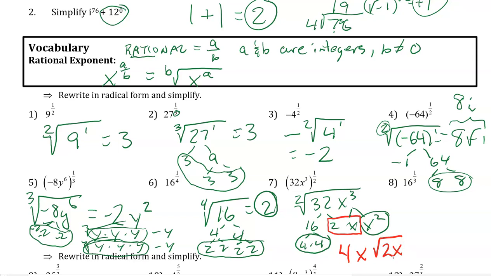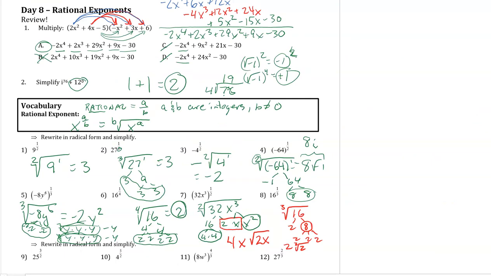Number 8, 16 to the 1/3 means the third root of 16. 16 is 2 times 8. 8 is a perfect cube of 2 times 2 times 2. So the cube root of 16 is 2 times the cube root of 2, because there's still one more 2. Whoops, what did I just do? 2 still stuck inside there.